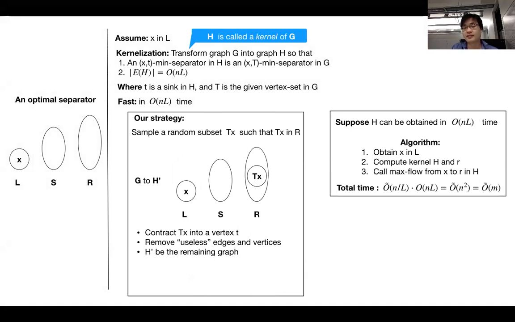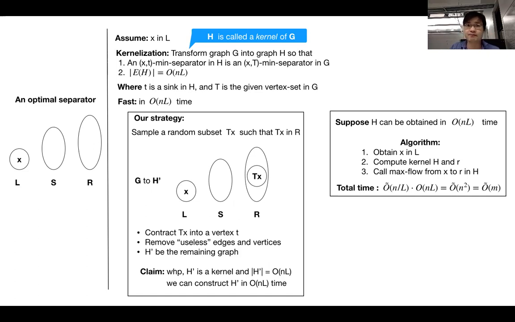And then we remove some edges and some vertices in a similar manner as in the example. And then let H prime be the remaining graph. The claim is that with high probability, we will get this kernel, and the kernel size will be NL. And we can construct this in NL time. So this concludes the high-level idea of how to obtain LT calls to compute vertex connectivity in near linear time.